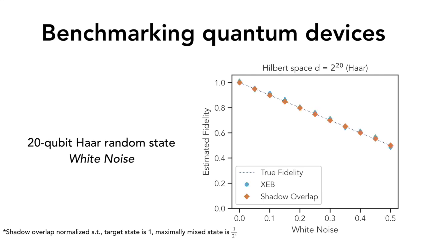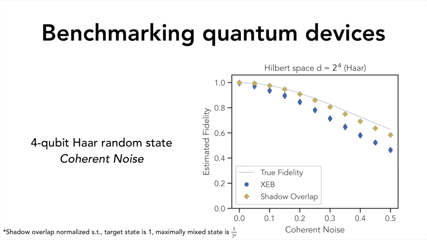And from there, we can see that for white noise, XEB and shadow overlap both work very well. That's on pages 60 and 61. And then if we change to a different noise called coherent noise, so white noise means the state is wrong in a very uniform sense. But now the state that we have created in the lab is still a very coherent entangled system. It's still very quantum, but the entanglement structure is not what we want. That's what coherent noise means intuitively.